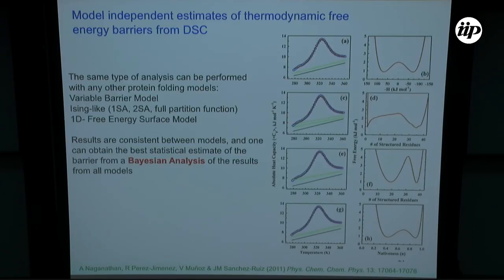All right. So basically, this way, using multiple models, you can eliminate whether you like one particular model or another one. All of them are free energy surface models, so they're based on projecting the surface and doing the analysis. But they produce different surfaces. But at the end of the day, the barrier heights they produce are consistent. And using a Bayesian analysis, you can actually get a model-independent estimate of the barrier from calorimetry experiments.